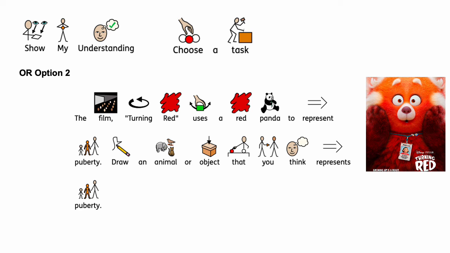Or you can do option 2. And for option 2, we're going to have a think about the film Turning Red, if you've seen it. So the film Turning Red uses a red panda to represent puberty. So what I would like you to do if you choose option 2 is to draw an animal or an object that you think represents puberty. So think about the keywords that we have learned. What would puberty look like if it was an animal or an object?